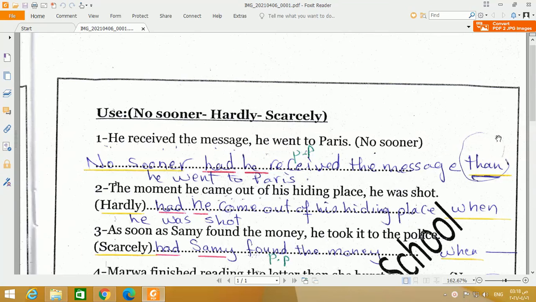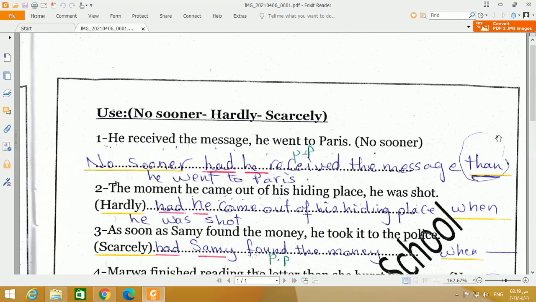Okay, number one, he wants no sooner. If you want to know the meaning of no sooner, hardly, scarcely, and you are so curious to know the meaning, you have to look them up in any dictionary. Okay, you have Oxford, you have Cambridge dictionary, whatever. Number one, he received the message. He went to Paris. Two actions here in one sentence. We are going to start with no sooner.